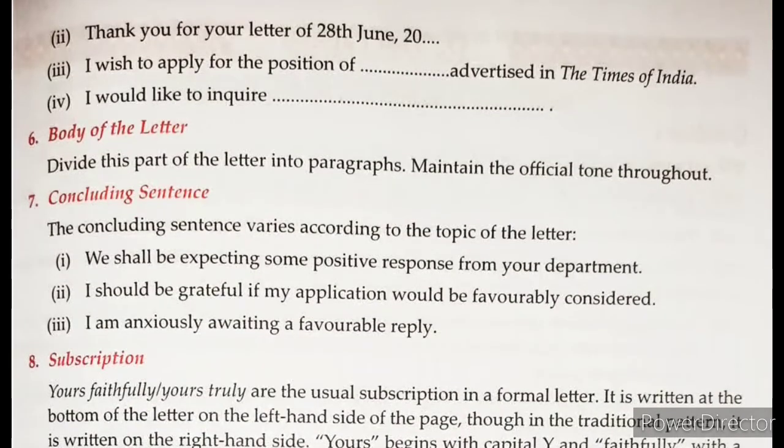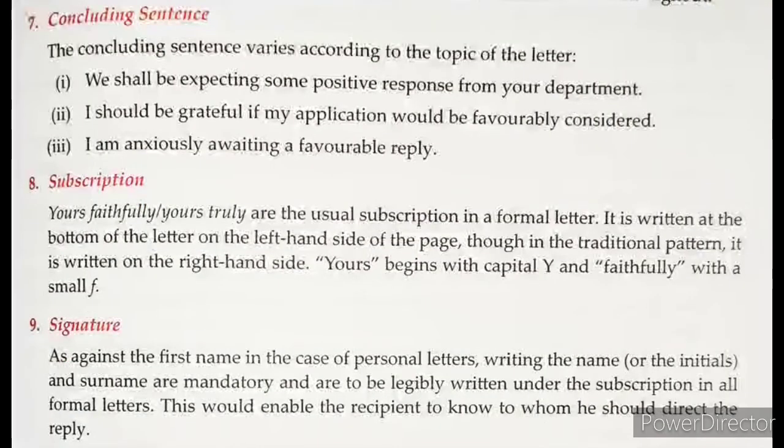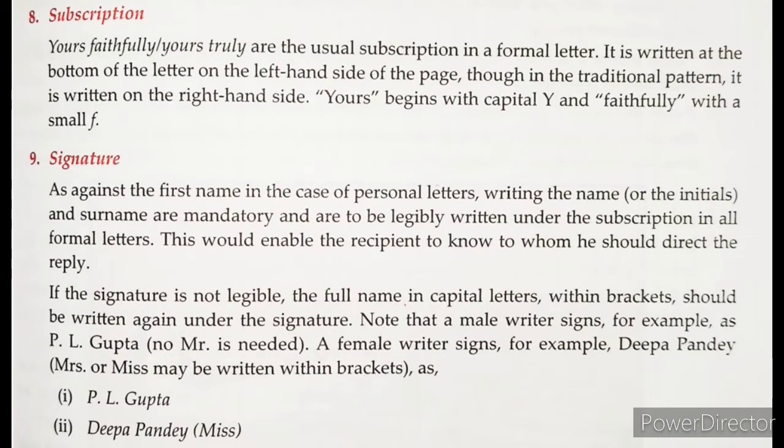Body of the letter, divide this part of the letter into paragraphs, I already told you. Concluding sentence, we shall be expecting some positive response. I would be grateful. I am anxiously awaiting a favorable reply. So these are some of the ways. And then subscription, yours faithfully, yours truly, in some cases yours sincerely. Then signature. Signature in case of formal letter, that is official letter, should be your full name in running handwriting, and below that, within brackets, in block letters, you must write once again your full name. And in case of personal letters or informal letters, as I already told you, only your first name. So that is how you are supposed to write.